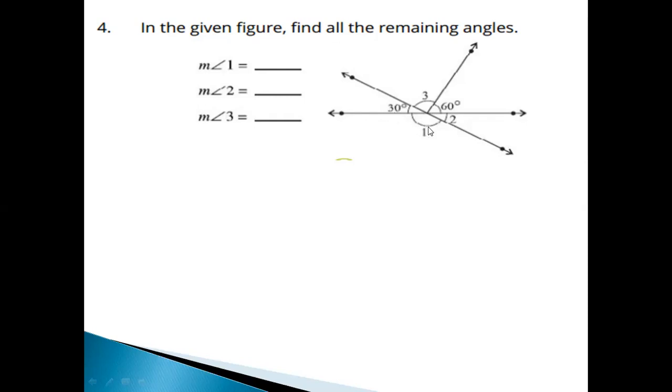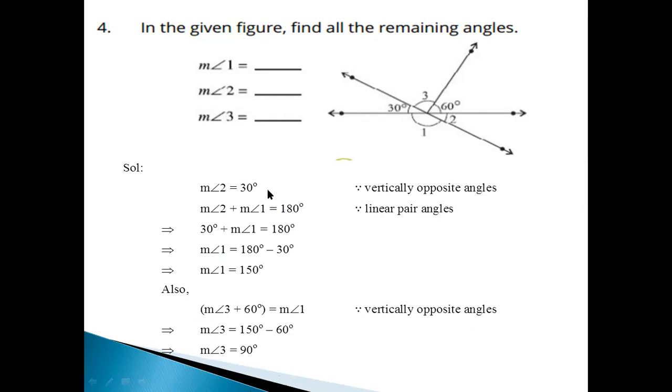Now students, if you check this straight line, you know that it's 180 degrees. Is it? A straight line is 180 degrees. So if you add these three angles, automatically you will get the measure of angle 3. How? This 30 and angle 2 are vertically opposite angles. So angle 2 will be equal to 30 degrees because vertically opposite angles are equal to each other. So angle 2 is equal to 30 degrees. Reason is vertically opposite angles.